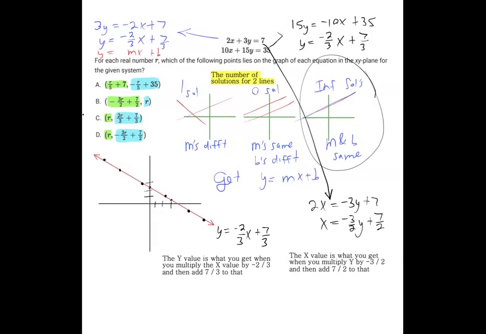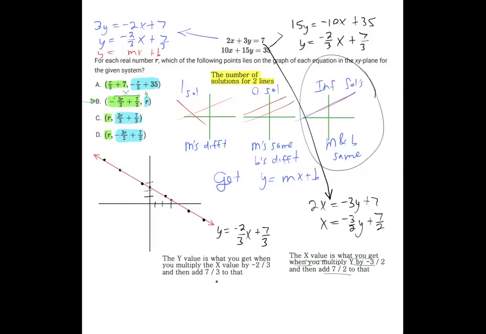And the answer that matches any of these is answer choice B. It says that we have a y value right here, and the x value is what you get when you multiply y by -3/2. Check. And then you add 7/2. Check.